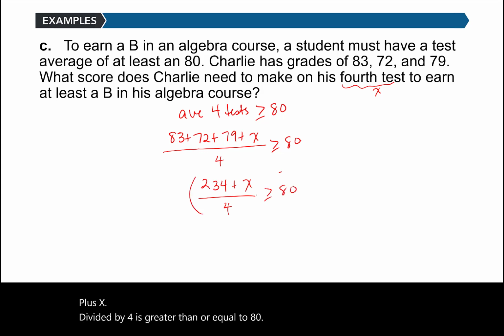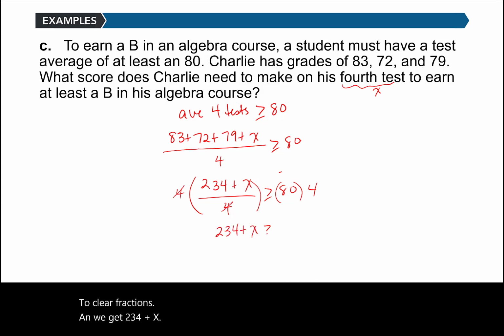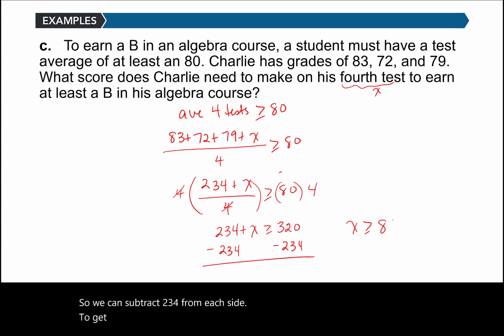Now we can multiply each side by 4 to clear fractions, and we get 234 + x ≥ 320. So we can subtract 234 from each side to get x ≥ 86. So that means that Charlie needs to score an 86 or higher on his 4th test to have an 80 or higher average on those 4 tests.